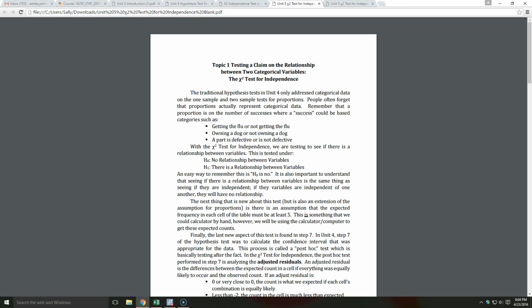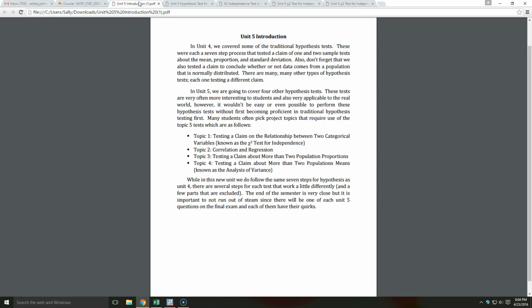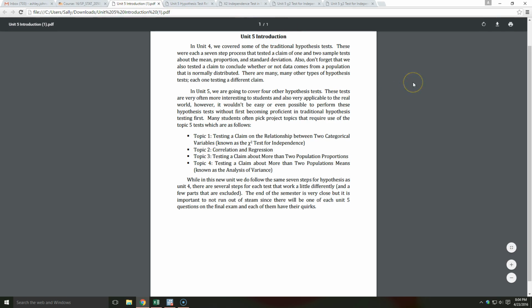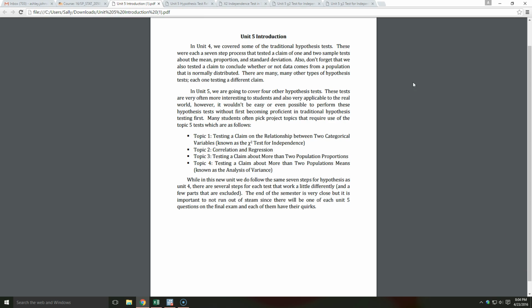This is topic 1, testing a claim on the relationship between two categorical variables, which is our first topic in Unit 5. As an introduction to Unit 5, in Unit 4 we had done a majority of the traditional hypothesis tests. We did 7 steps, and every single hypothesis test operated under the same concept, but we just needed to change whatever we are testing for, whether we're testing for a mean, proportion, or a standard deviation.